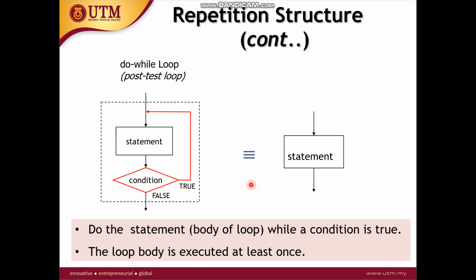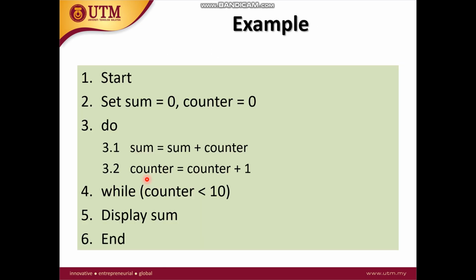So the loop body is executed at least once. Why? Because it comes to this point and doesn't check anything here. It executes the statement at the beginning when it enters this part of the flowchart, and then it checks for the condition.